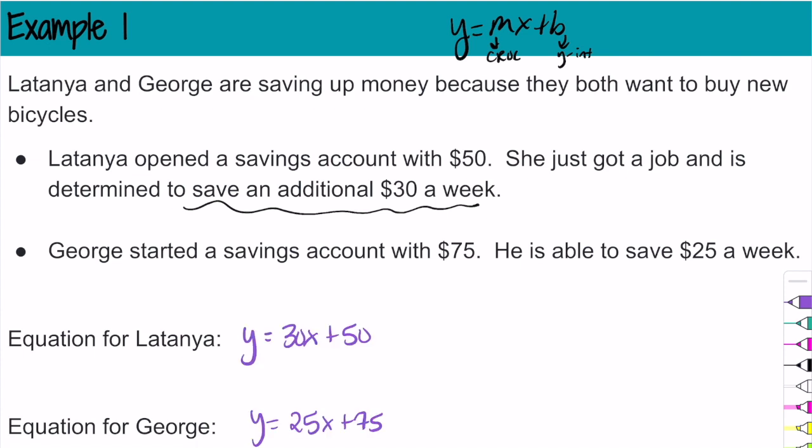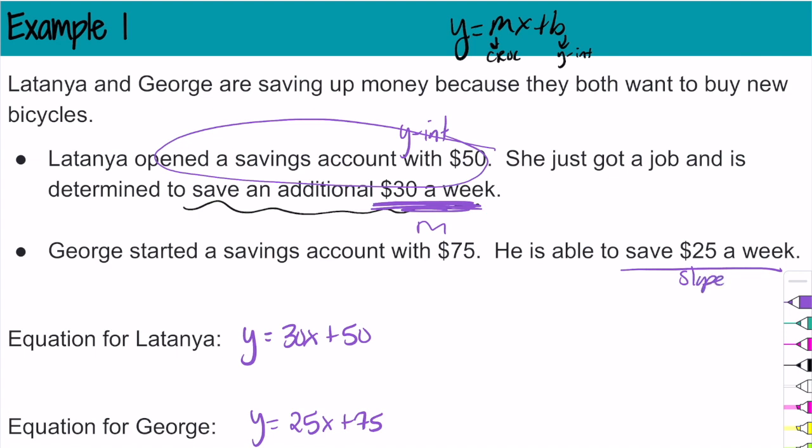So hopefully you wrote y equals 30x plus 50 for LaTanya. $30 per week, that is the slope. Opening that savings account with $50, that is our y-intercept, our b value. Likewise for George, saving $25 per week, that's our slope, the value of m. Starting the savings account with $70, that is the y-intercept, or the value of b.